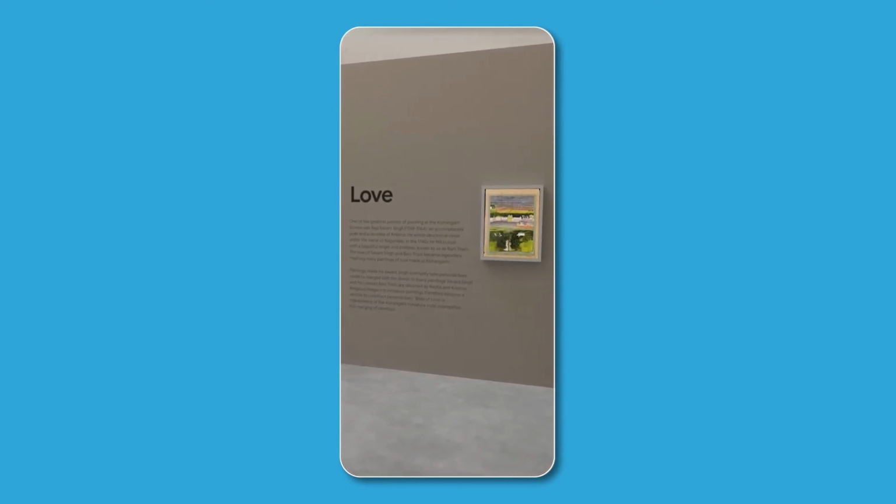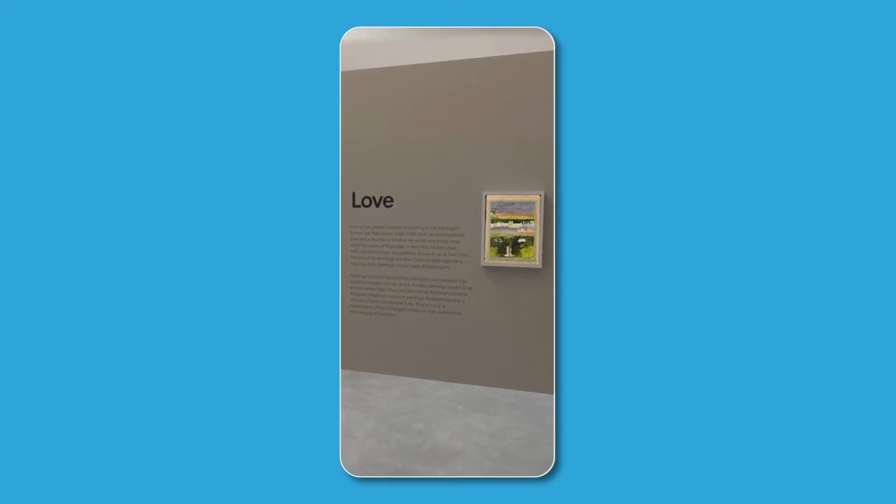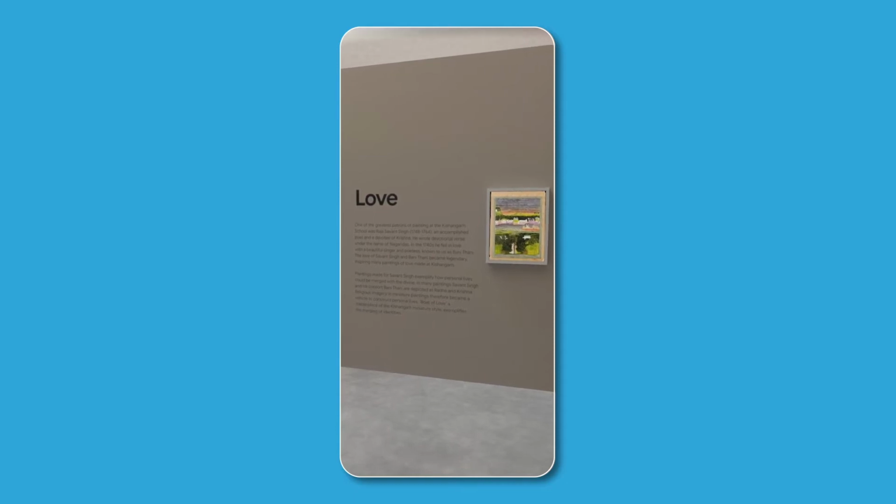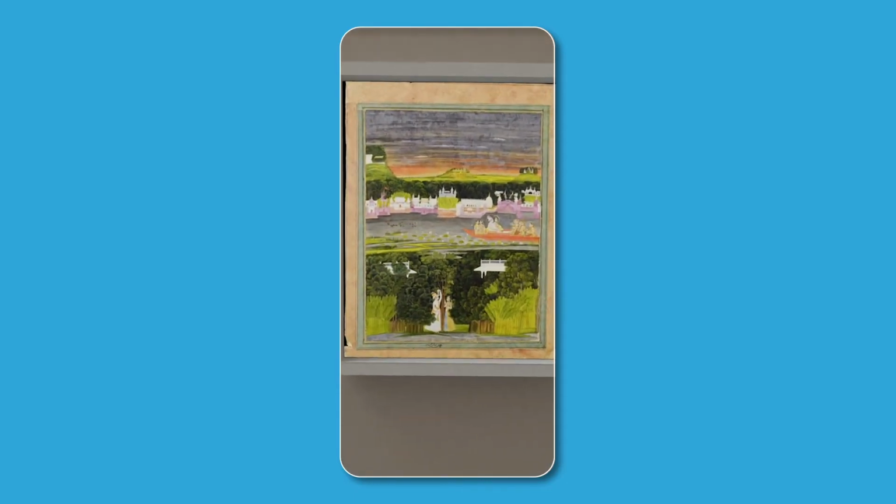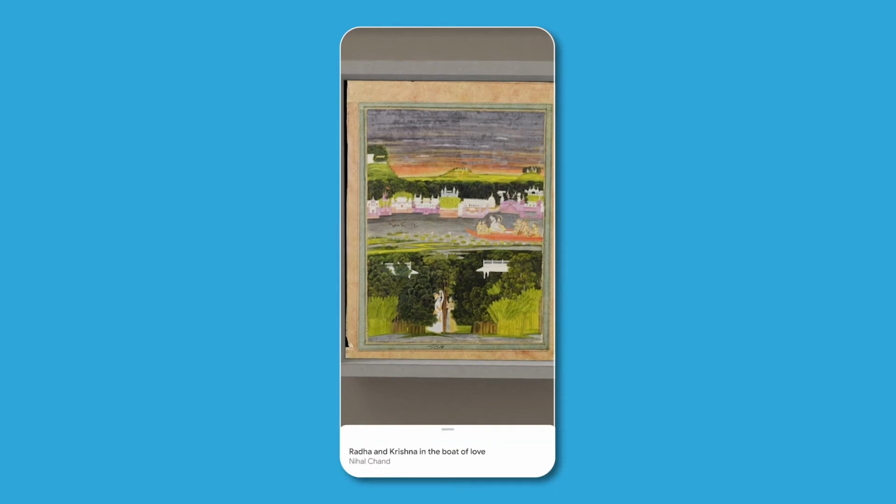Where would we be without love and beauty? Painted by Nihal Chand, the famous painter and poet in the court of Raja Savant Singh, this painting depicts the Raja and his consort Bani Thani as Radha and Krishna. A masterful storytelling of the progression of love through an evening.